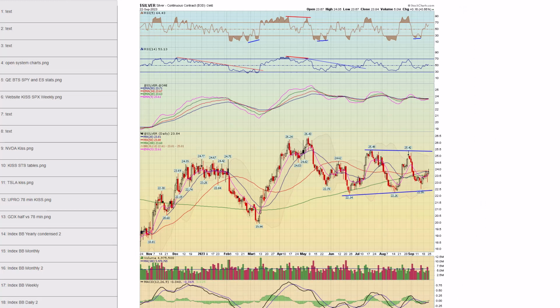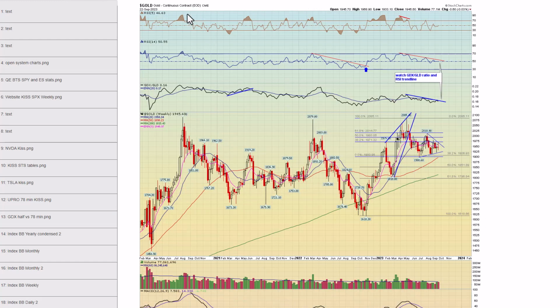Next, Chart 95. Here's a weekly chart of gold. Again, one thing we're going to watch, guys. We've got to watch this ratio. Remember, we need the stocks to lead. It's not leading. You're in this coil. We'll see which way this breaks.